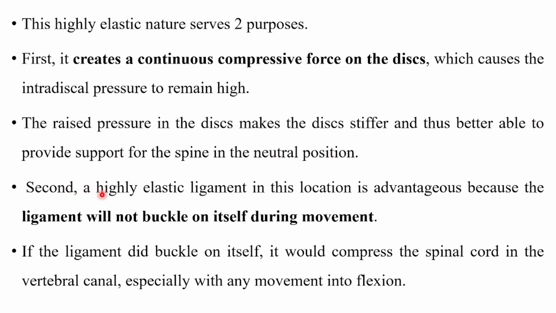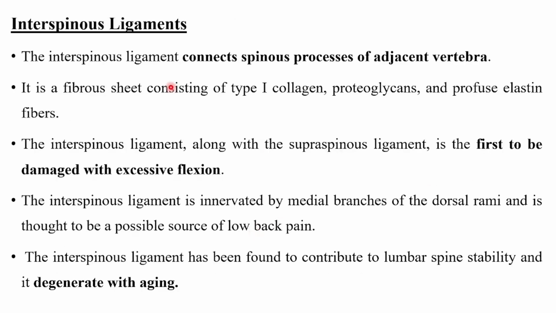Second purpose is a highly elastic ligament in this location is advantageous because the ligament will not buckle on itself during movements. So because of the highly elastic component in this particular ligament, this ligament will not get buckled during the motions. If the ligament did buckle on itself, it would compress the spinal cord in the vertebral canal, especially during movement into flexion. So next ligament is known as your interspinous ligament.